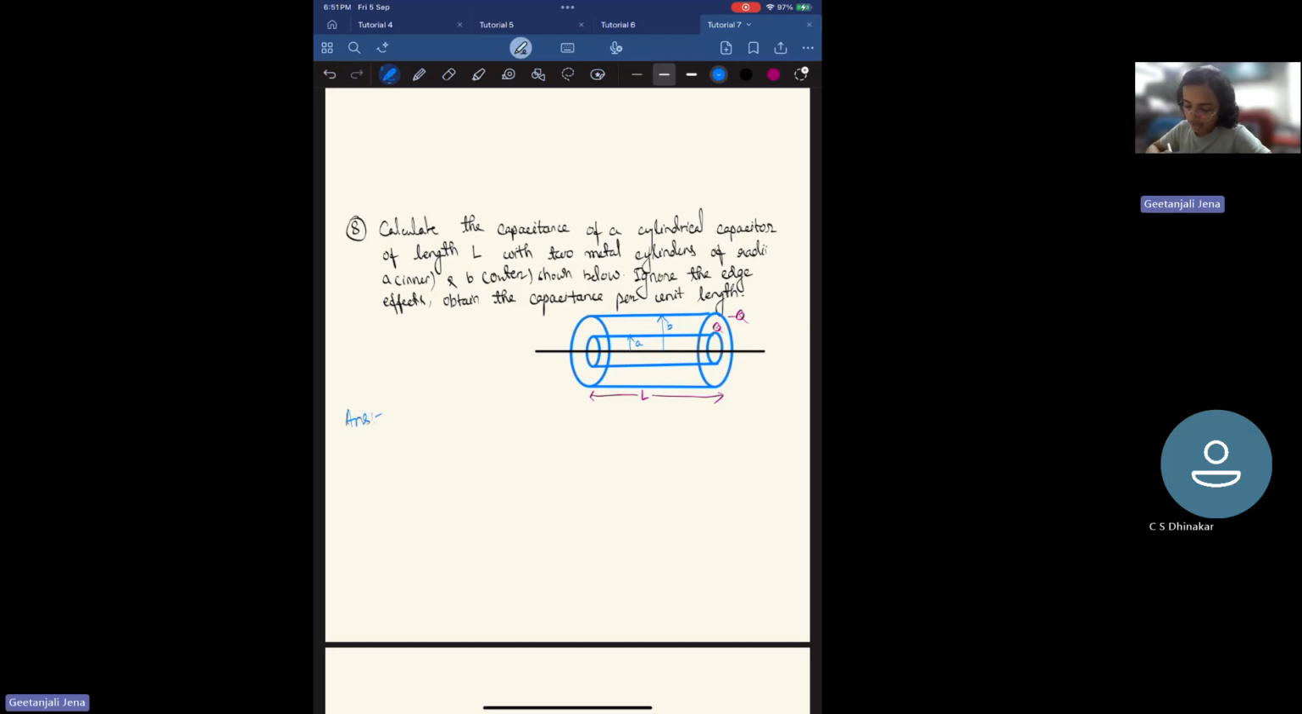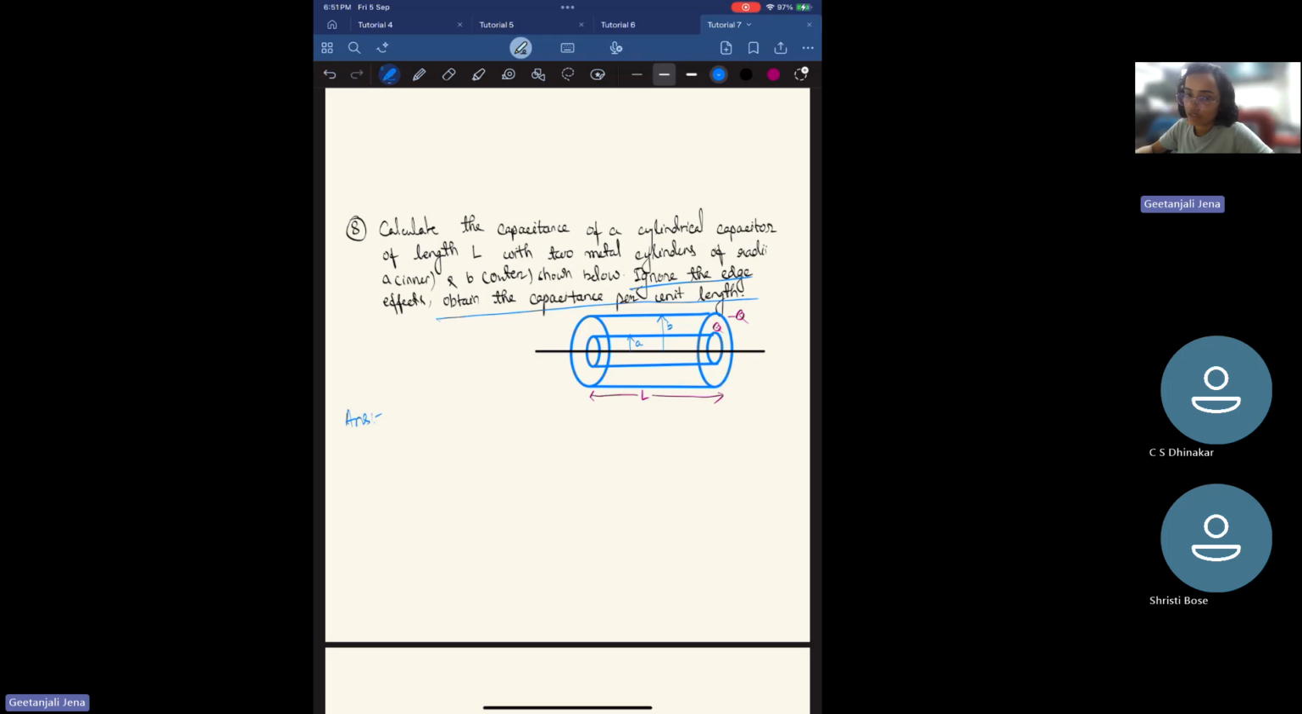There is a cylinder of length L, and there are two metal cylinders of radius A and radius B. You have to ignore the edge effect, and after that, you need to calculate the capacitance per unit length. Same as before, you first calculate the electric field, and from the electric field you can write the capacitance and voltage, and from that you can calculate the capacitance.